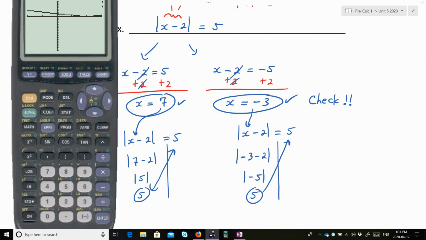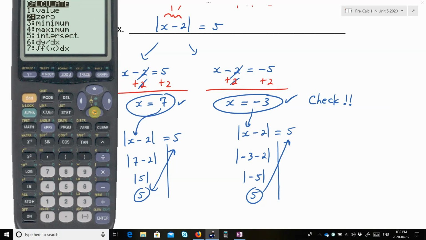So there's the absolute value graph. We know that's a V graph, and y equals 5 is a horizontal line. I'm just going to standardize the window here so we get a better view. There's the absolute value graph. Hey, there's y equals 5. There's two crossing points, two solutions at negative 3 and 7.